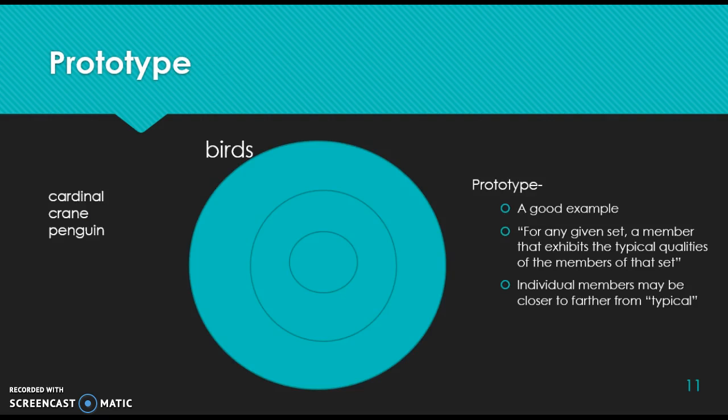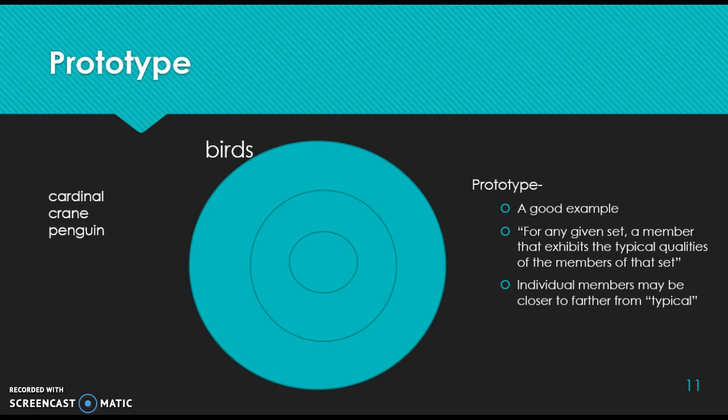So let's do this example of birds. If I wanted to place members of the set like cardinal, crane, and penguin inside this concept map of birds with the birdiest bird in the center and the less prototypical birds a little bit farther from the center, relative to their prototypicality, what would we do here?